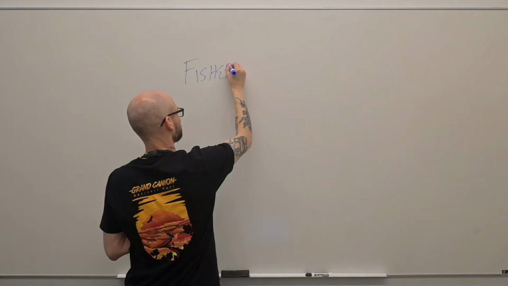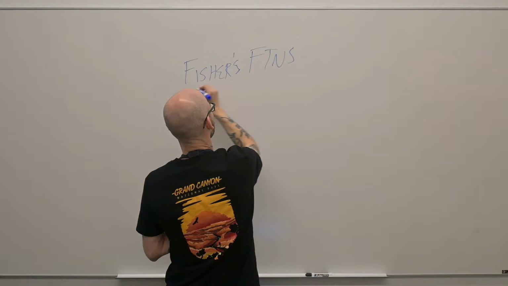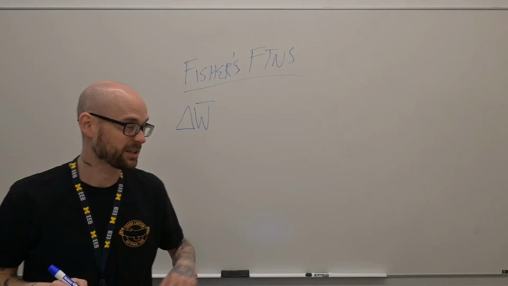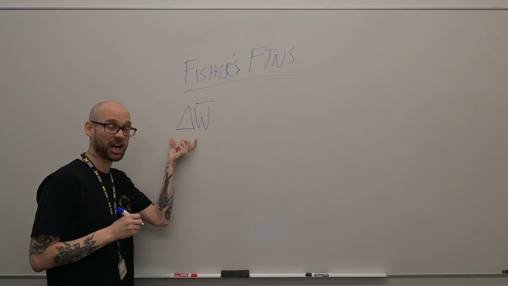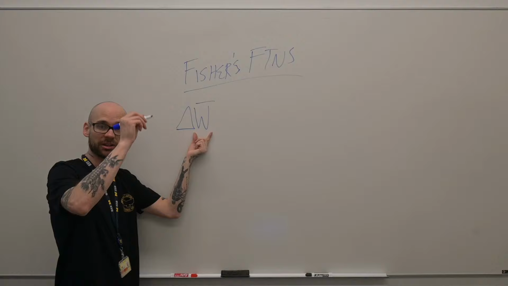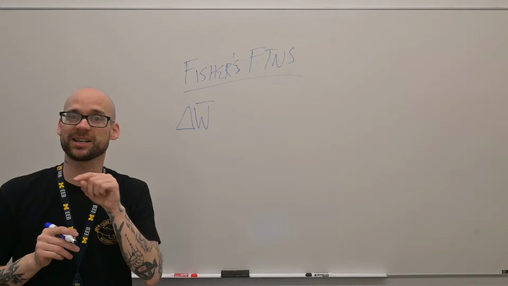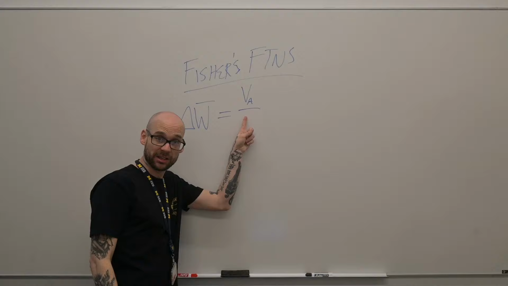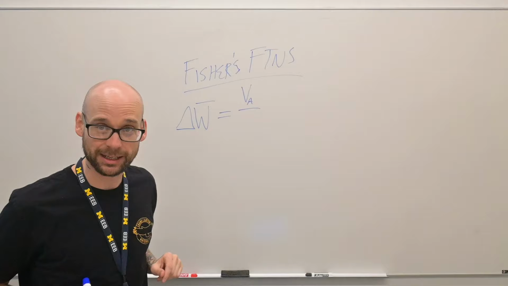So let's write this out mathematically. We're going to write Fisher's fundamental theorem of natural selection, okay? Fisher's fundamental theorem is equal to the rate of change in mean population fitness. Anytime you see this triangle, this is the Greek letter delta. That's the rate of change in W, which is traditionally the letter for fitness. And then the bar over it signifies that it's a mean, okay? So the rate of change in mean fitness is equal to V sub A. This is the variance in fitness, and this is technically the additive genetic variance in fitness. We'll explain exactly what that means.